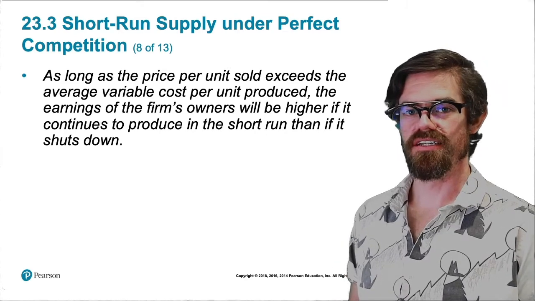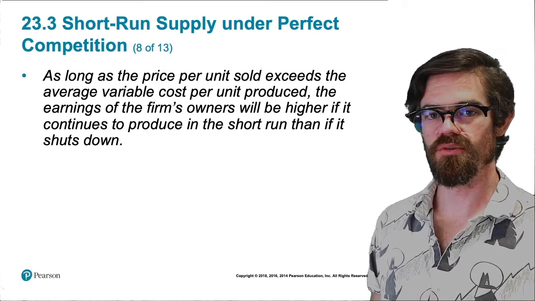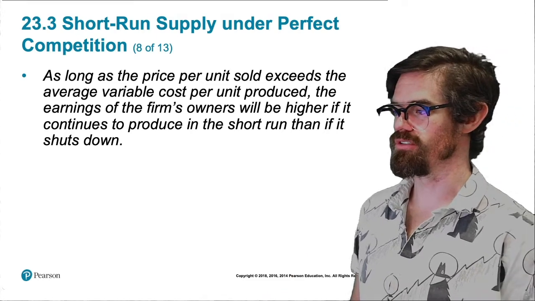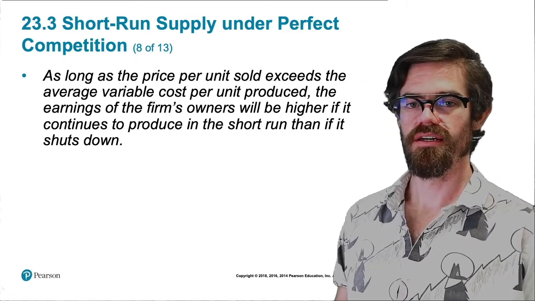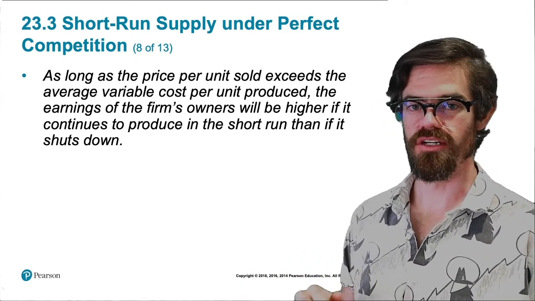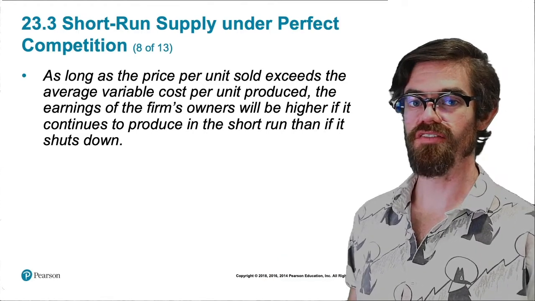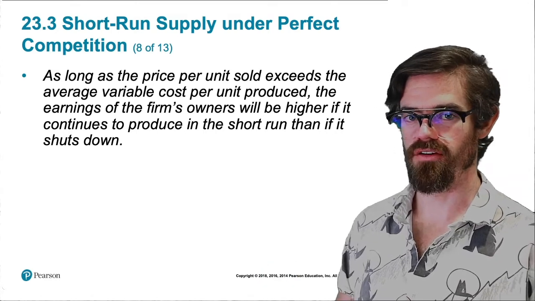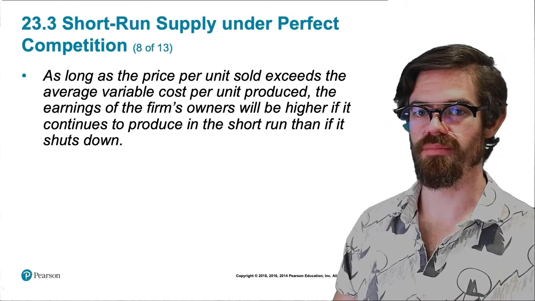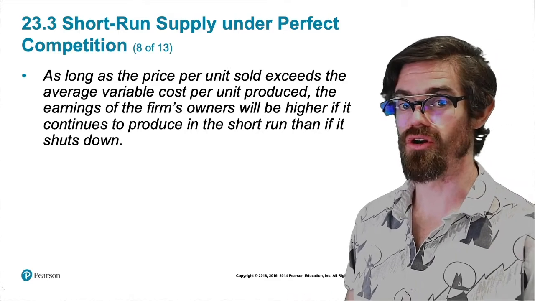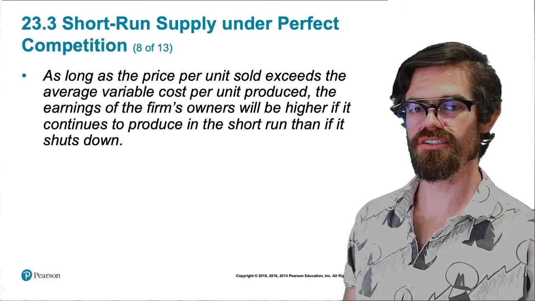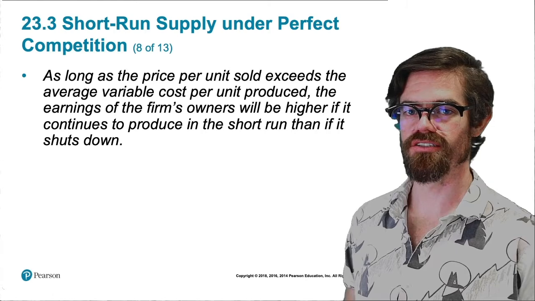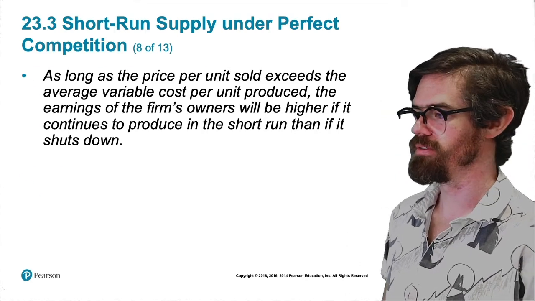So what we're seeing is that as long as the firm can cover its average variable cost, as long as price is above average variable cost, in other words, the firm would continue to produce, because even though it might be making a loss, its loss is smaller than if it shut down. Okay, if it shut down, it would actually make a larger loss. So as long as the firm can cover its variable cost of production, it wants to stay open even if it's making a loss, because its loss is smaller than it would be if it shut down.